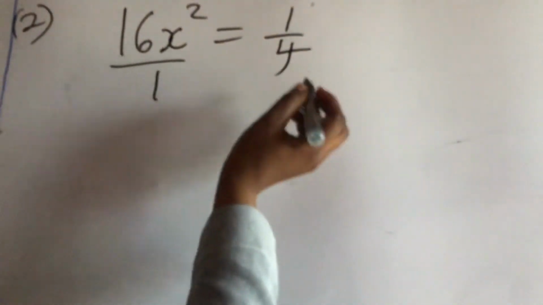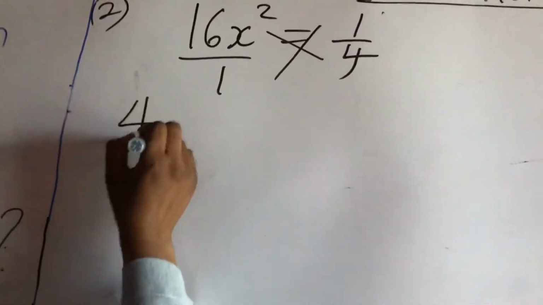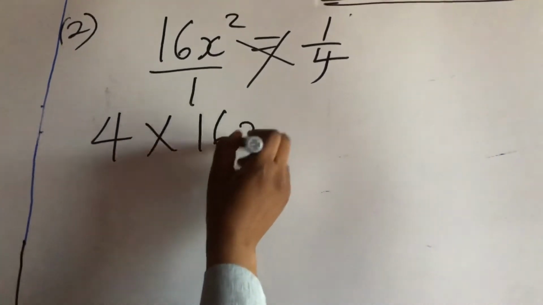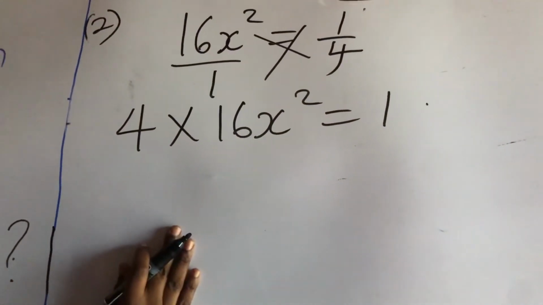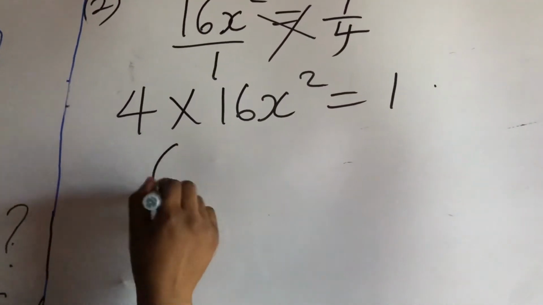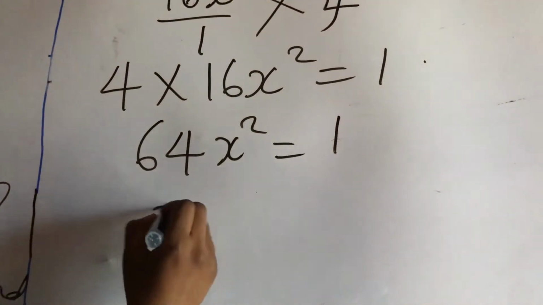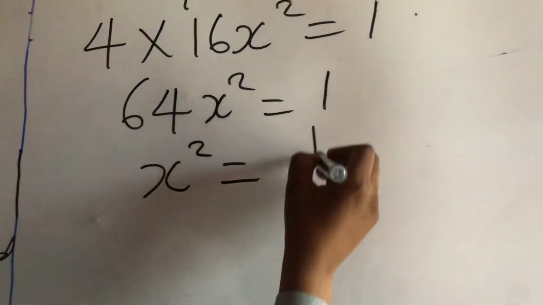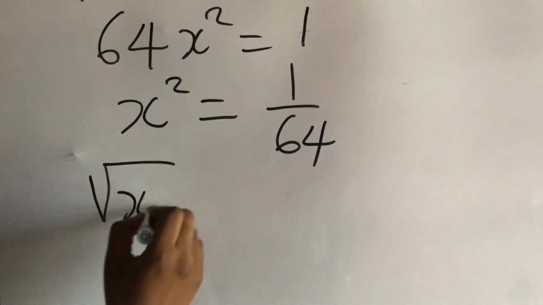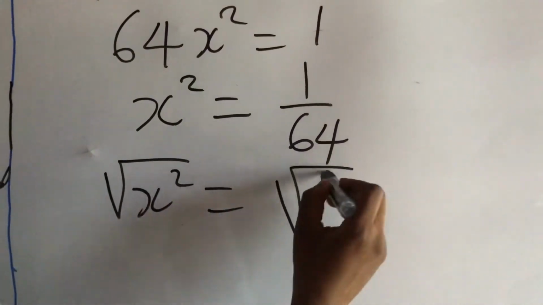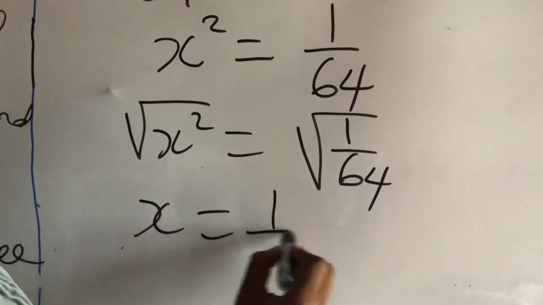This one is 1 over 1. So cross multiplying gives 4 multiplied by 16 x squared is equal to 1. So 16 times 4, that is 64. 64 x squared is equal to 1. So x squared will be equal to 1 over 64. So take the square root of both sides. We have the square root of 1 over 64, which is x is equal to 1 over 8.